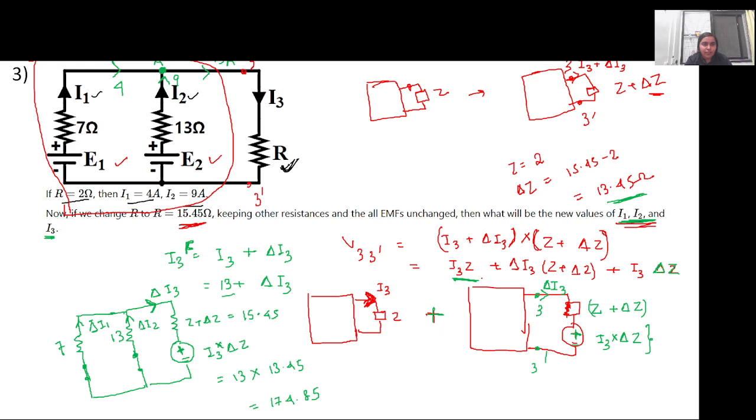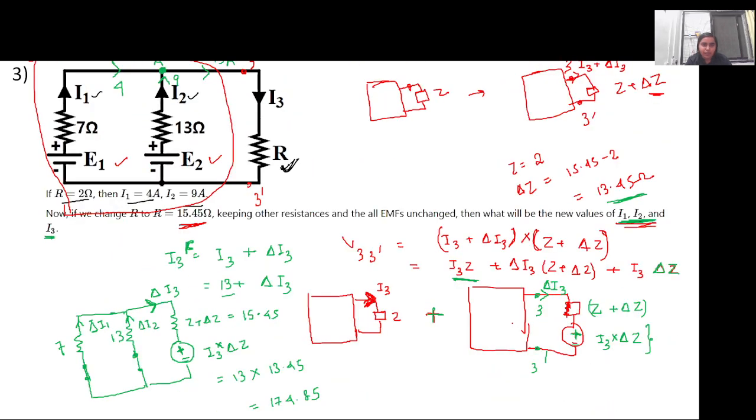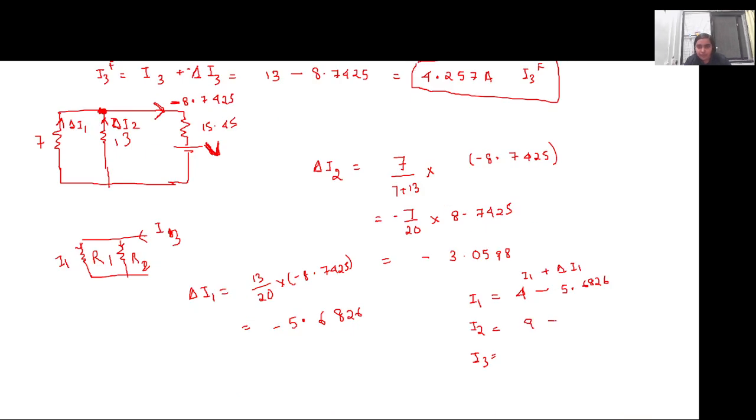So initially we had I1 to be 4 ampere. So it is 4 minus, so this is I1 plus del I1, right? So it is minus 5.6826. I2 will be, initially I2 was 9 ampere. So 9 minus 3.0598. So please calculate this, and I3 we already got. So it is 4.257. So what are the values of I1 and I2? So I1 is minus 1.68. I2 is 9 minus 3.0598, so 5.94. So these are the new values of I1, I2 and I3.